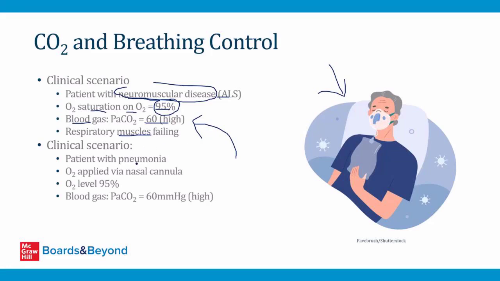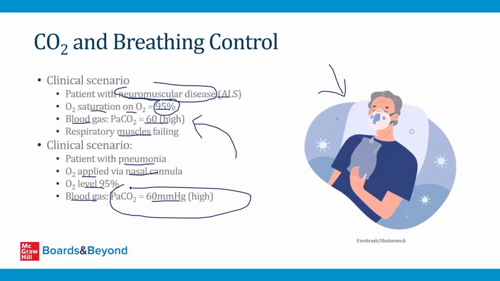Another clinical scenario that's fairly common is a patient who has pneumonia in the hospital. They're given oxygen supplementation by nasal cannula, so their oxygen level is 95%. But when you do a blood gas, their PaCO2 is 60, which is high. This means that this patient is becoming exhausted. They cannot generate enough respiratory muscle strength to properly ventilate their body, and therefore their CO2 level is rising.